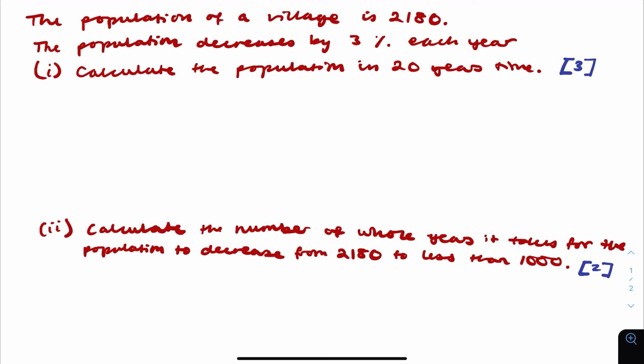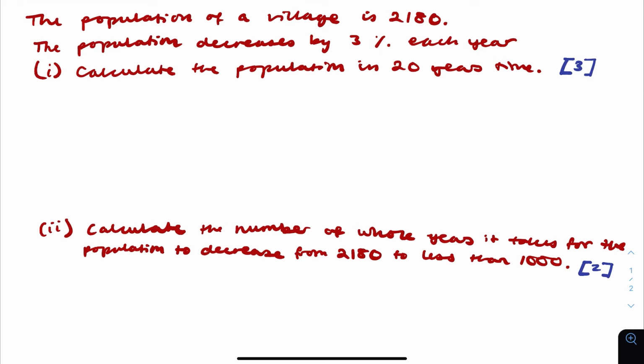Okay, so the population of a village is 2180. The population decreases by 3% each year. So the first part asks us to calculate the population in 20 years' time. Well, essentially what they're asking us to calculate is the population after 20 times the population is decreasing by 3% each year.